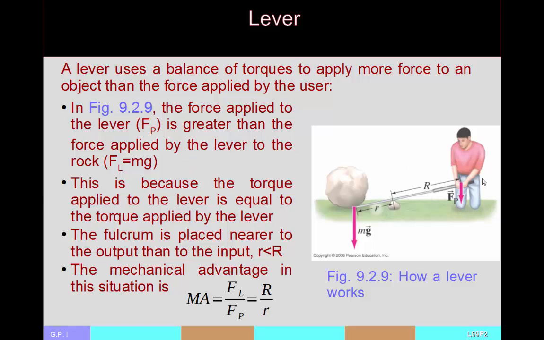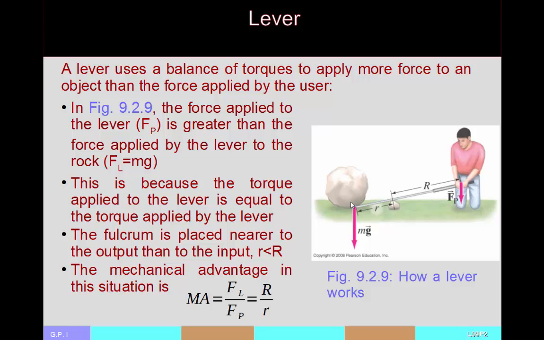So the first of our simple machines is the lever. And what a lever does is it uses a balance of torques to apply more force to an object than the force that's being applied by the user. So here is a guy that's using a lever to basically move a boulder. And you can see that there is one radial distance between his pivot fulcrum and where he's applying a force, and a smaller radial distance between that same pivot fulcrum and the object that the lever is applying a force to.